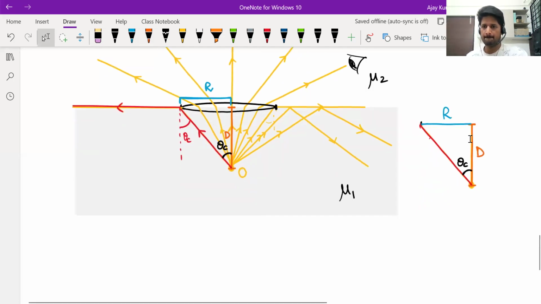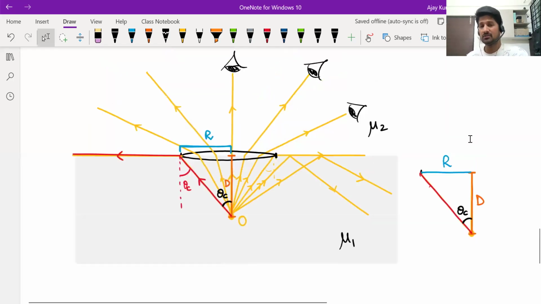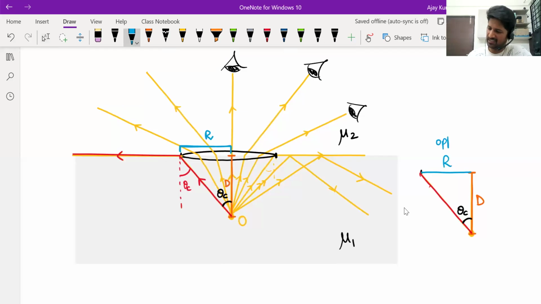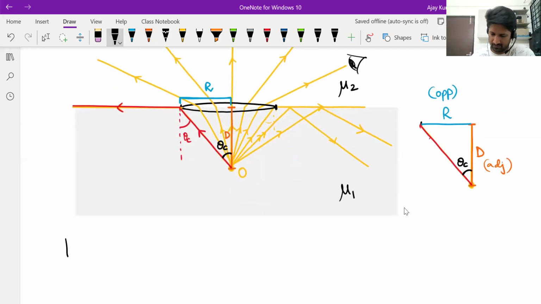How are these three related now? Sir, R square plus D square is equal to the... We want to involve the angle. Why we want to involve the angle is because we have a formula for critical angle in terms of mu1 and mu2. So relate R, capital D and the angle. A simple trigonometry for the angle: capital D is the adjacent side, R is the opposite side. Sir, cos. No... Oh, tan. So tan theta C is equal to R divided by D. Okay, fine.